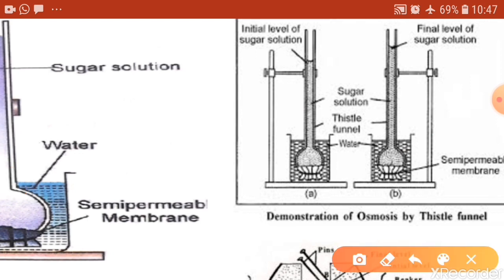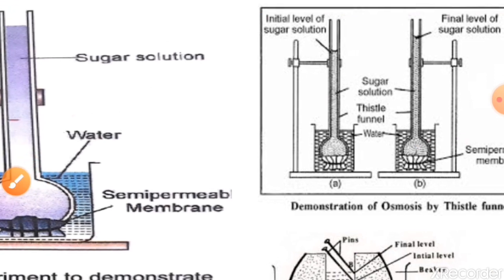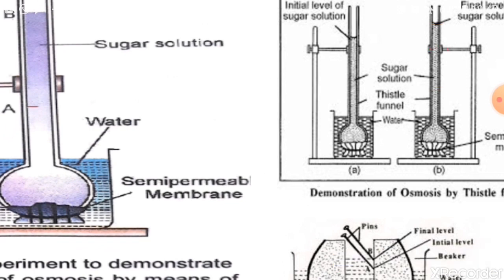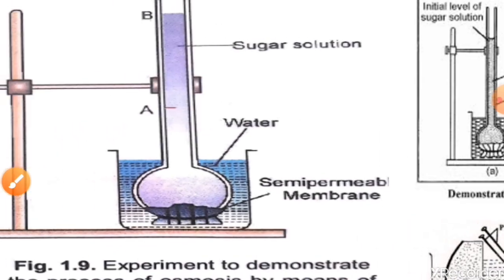you will not get a positive test for sugar. This means that the sugar has not gone from the thistle funnel into the water in the beaker. But the level of the solution in the thistle funnel has increased. So this shows that it's actually the water which has entered the thistle funnel. This activity demonstrates osmosis.